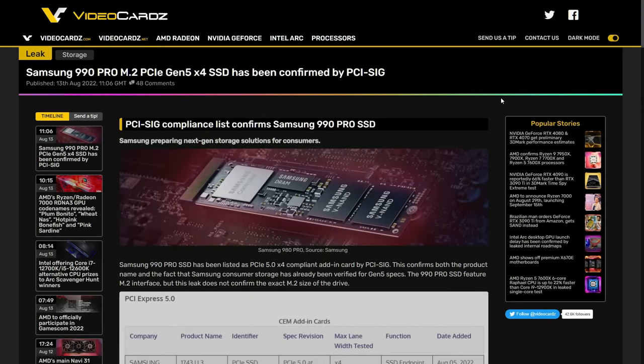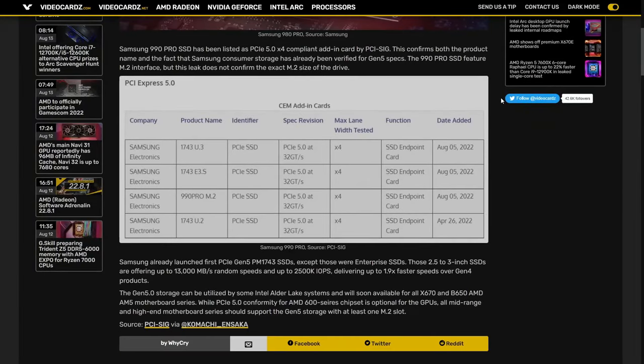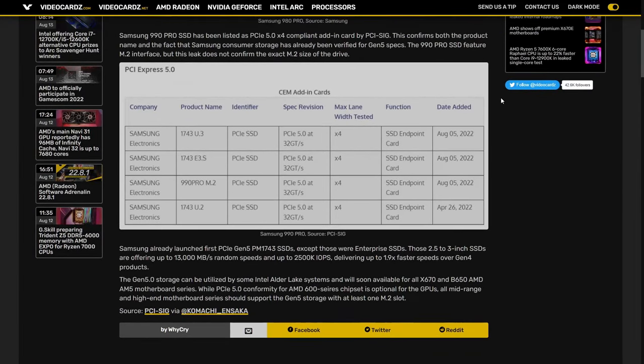And then we have the Samsung 990 Pro M.2 PCIe Gen 5 x4 SSD, which has been confirmed by PCI-SIG. This is like the first Gen 5 compatible consumer SSD, because previously Samsung launched PCIe Gen 5 SSDs which were for the enterprise. These 2.5 inch SSDs are offering up to 13,000 megabytes per second and up to 2500K random read IOPS, delivering up to 1.9 times faster speeds over Gen 4 products.